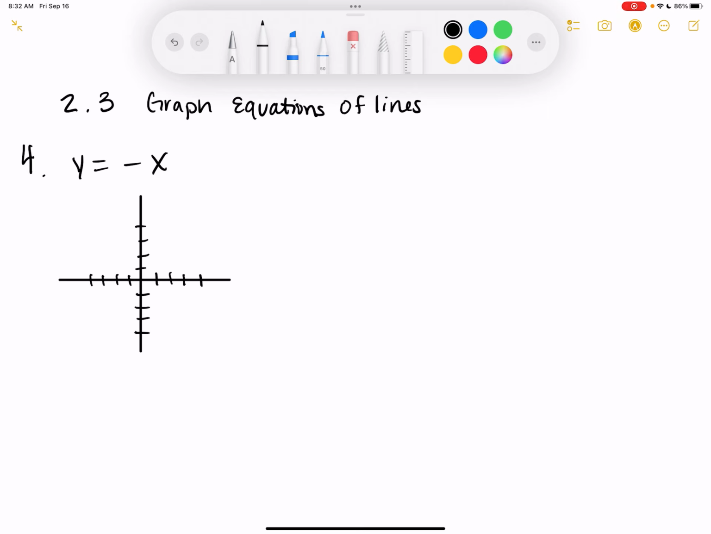So, what is my y-intercept for this one? 0. And slope? -1. So it's going to go down 1 over 1, down 1 over 1, or you could go up 1, back 1. Okay, I don't care how many points you do as long as you do a couple.